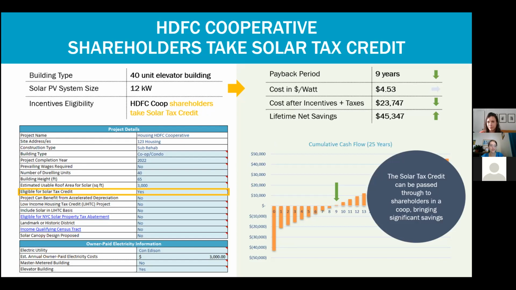I should say though that for now, the shareholders can only take this if they pay income taxes of their own. So if there are people in the building who don't pay income taxes, they can't take the tax credit. So this one is more of an estimate than a hard and fast number.